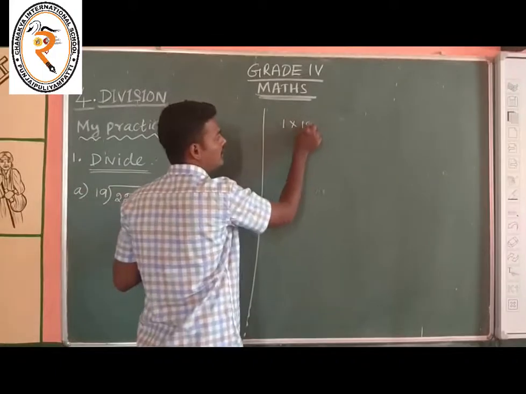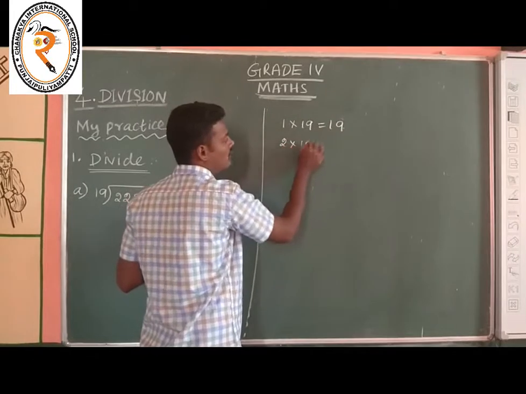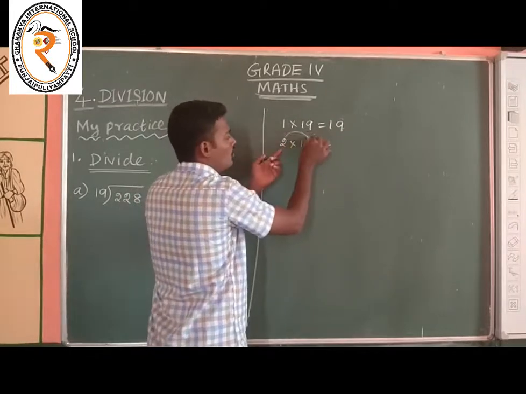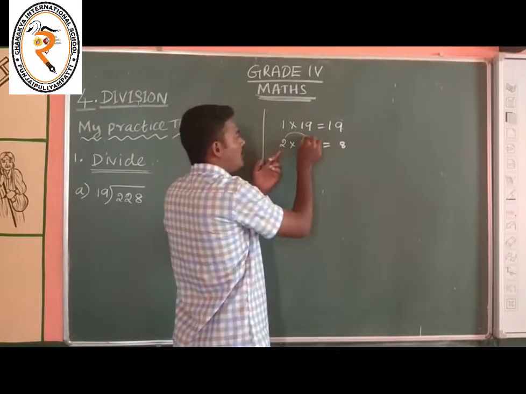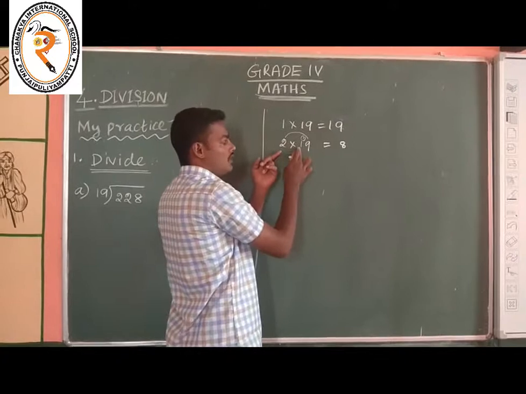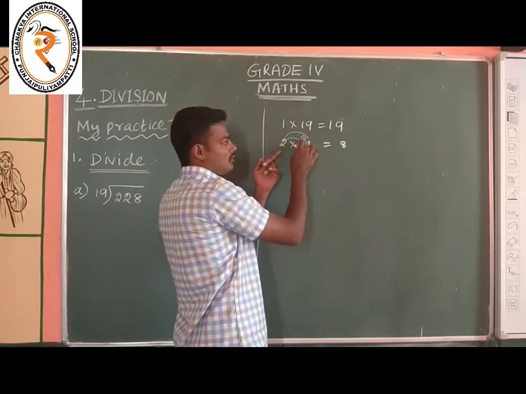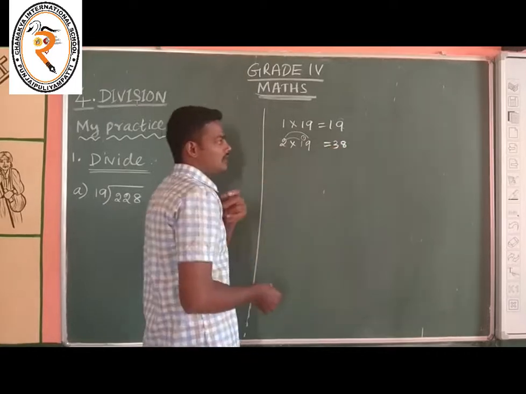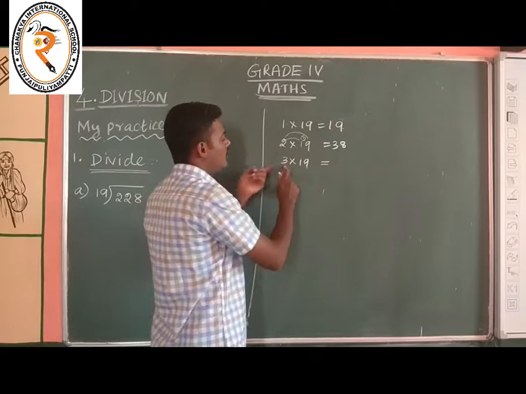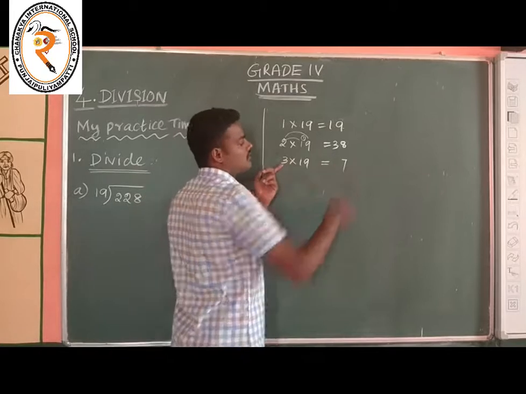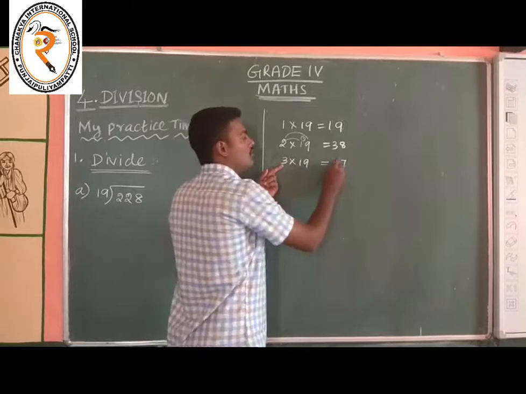1 19s are 19. Next, 2 19s are 38. We write 8 here and the remaining balance 3. 3 19s are 3 9s are 27, 7 balance 2. 3 1s are 3, 3 plus 2 is 5. 57.